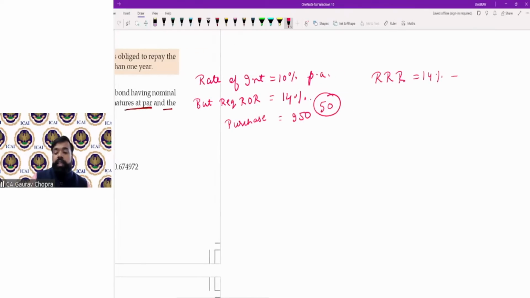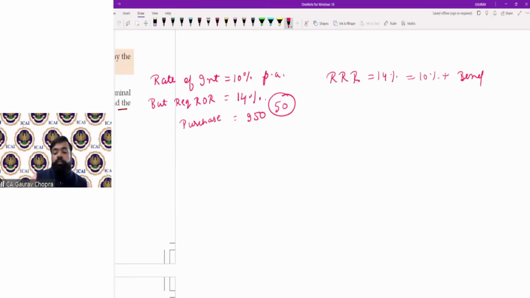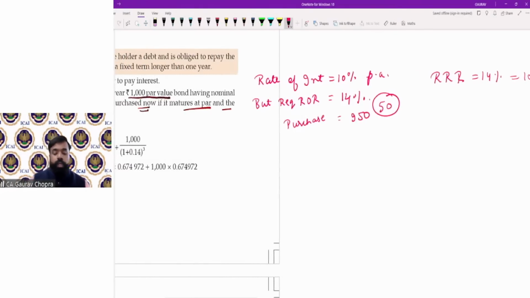14%. ये कैसे आएगा? 10% तो हमें इंटरेस्ट मिल जाएगा प्लस दूसरा बेनिफिट हमें चाहिए. दूसरा बेनिफिट का मतलब होगा बॉन्ड को हम थोड़ा सा कम रेट में परचेज करेंगे, तब जाकर के टोटल रिटर्न हमें मिलेगा 14%. So how to calculate this? So let us understand. First we will be writing years. कितना टेन्योर है? 3 years.